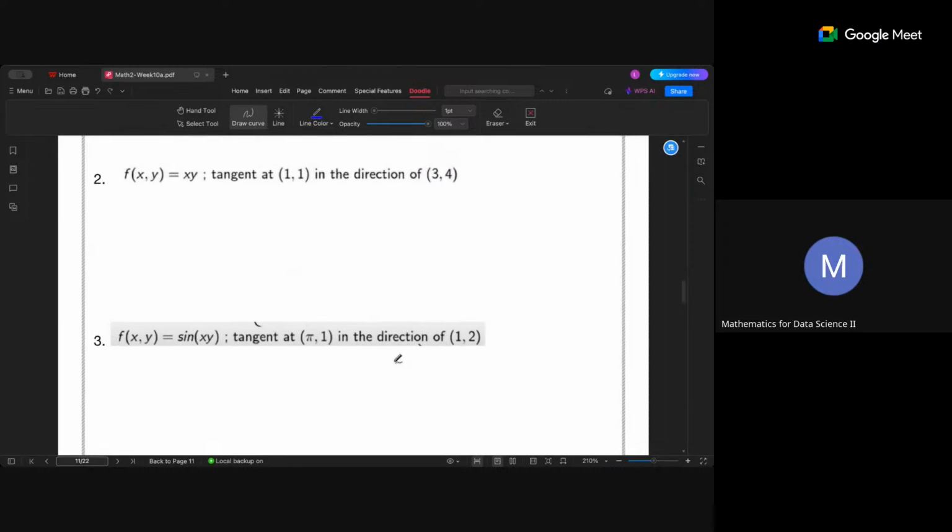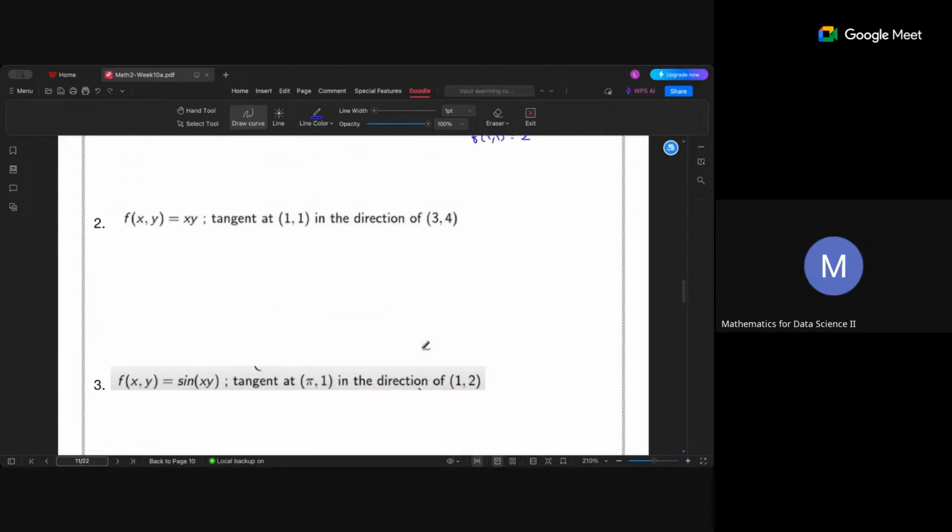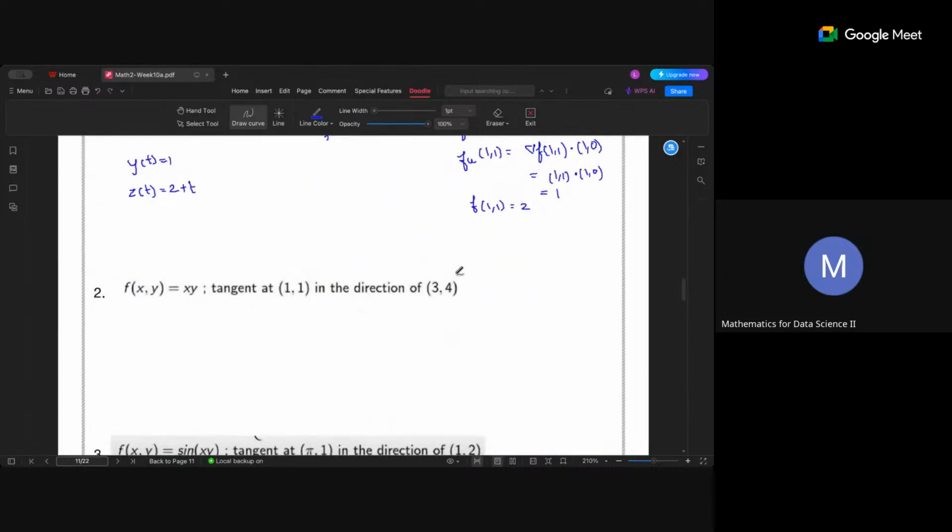Okay. So now do these two problems as well and tell me your x, y, and z. In this case, your u was already a unit vector. But what about this one? What is your unit vector? 3 by 5, 4 by 5. Yes. You should not forget this step, otherwise your answer will be incorrect. And what is your a and b again? 1 comma 1. Yes. So what is x of t, y of t, and z of t?